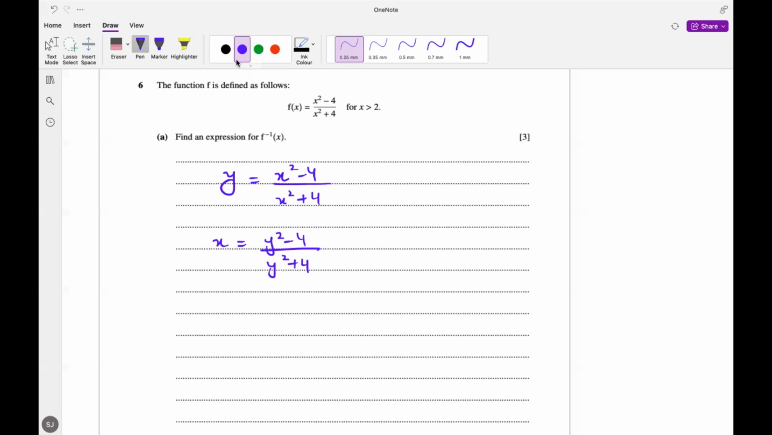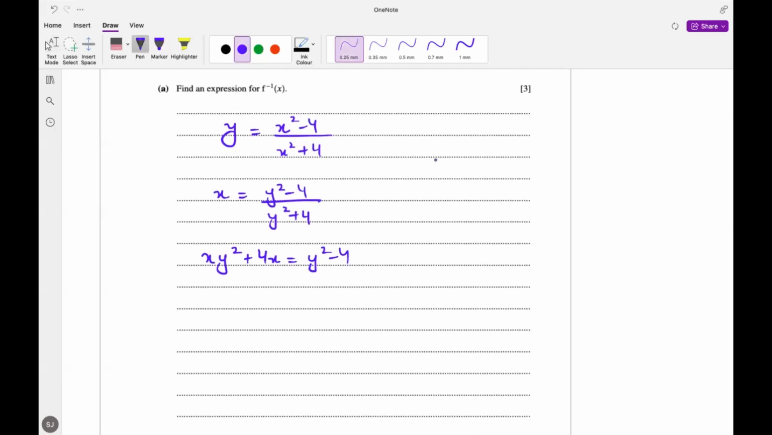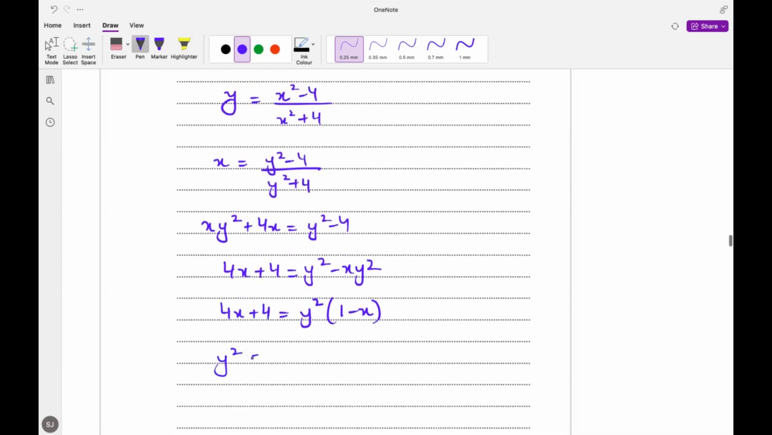Now we have to make y the subject, so we'll cross multiply. This will become xy squared plus 4x equals y squared minus 4. Taking 4 on the other side, we'll get 4x plus 4 equals y squared minus xy squared. Now taking y squared common on the right hand side, we'll get 1 minus x, and then y squared will be equal to 4x plus 4 upon 1 minus x.